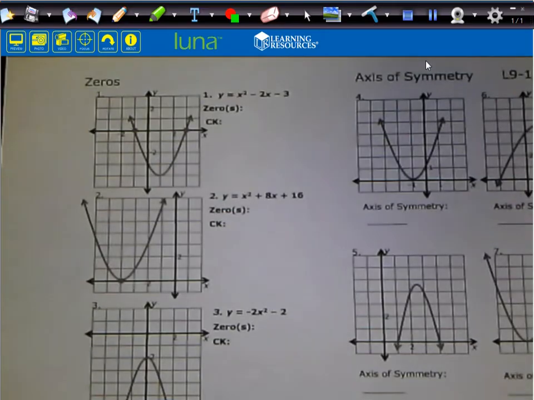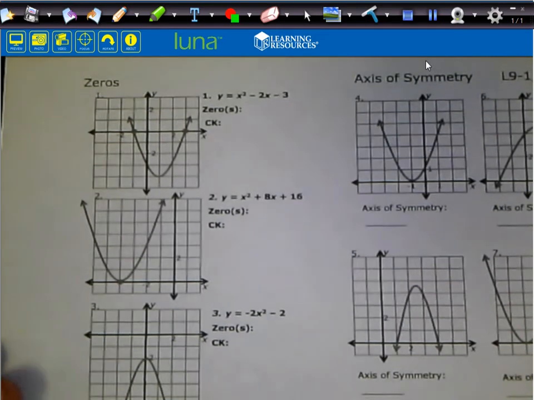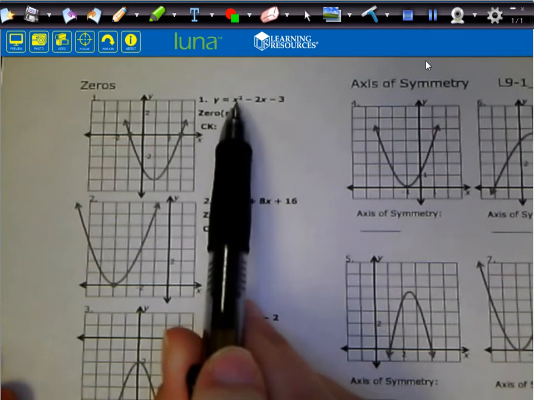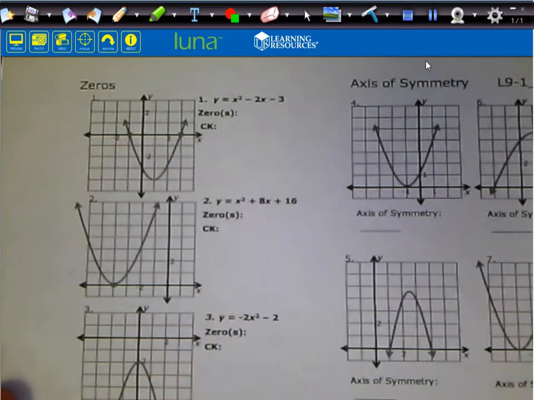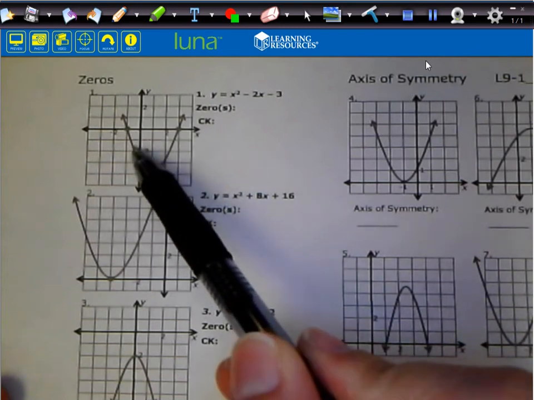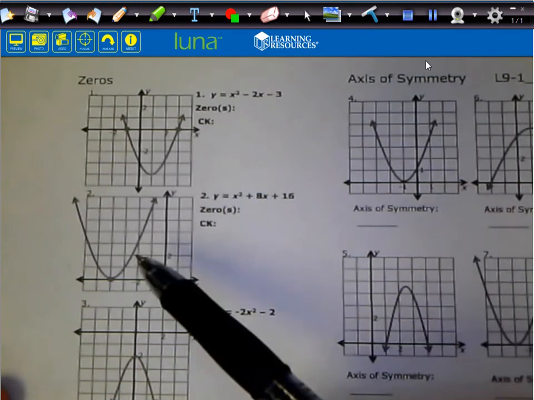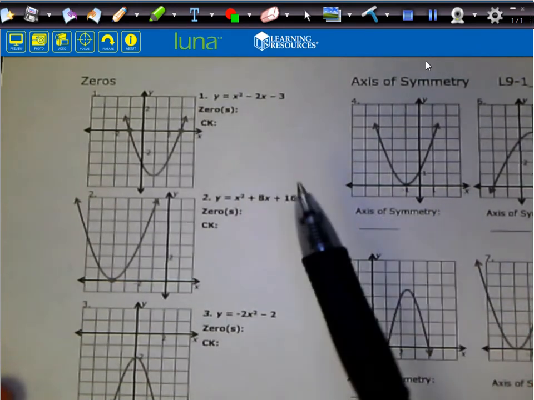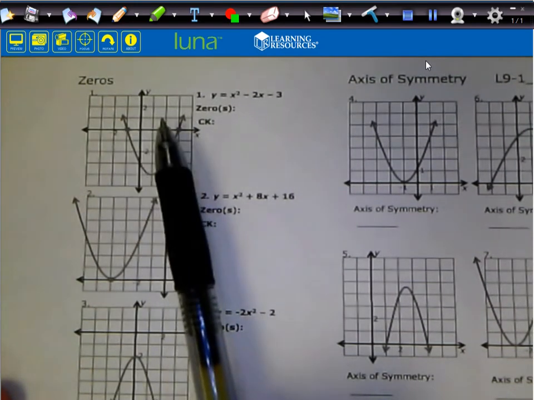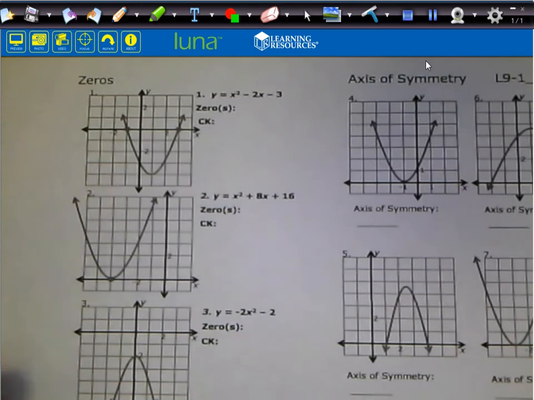Alright, we're going to look at your note sheet and pick out some of these zeros here. So right now I'm looking at number 1, and number 1 is y equals x squared minus 2x minus 3. And here's my graph, or my parabola. We want to pick out the zeros, and the zeros are where it crosses the x-axis. So it's going to cross right here at -1, and right here at 1, 2, and positive 3.